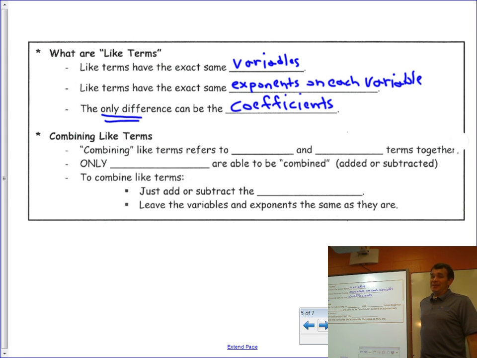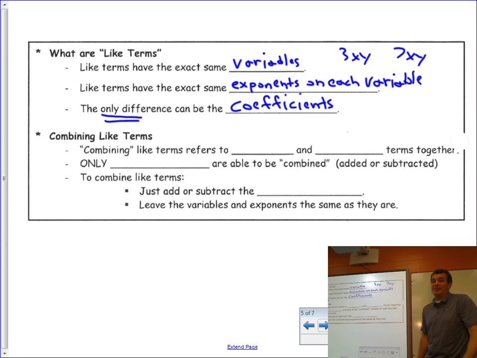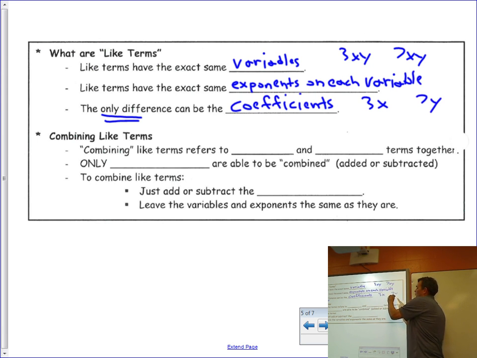So the first job is, can you identify like terms? 3xy and 7xy are like terms because they have the same variables, x and y. Their only difference is the coefficient. Whereas 3x and 7y are not like terms because they have different variables.